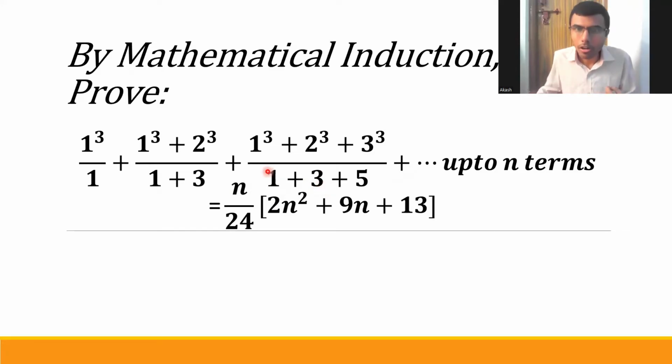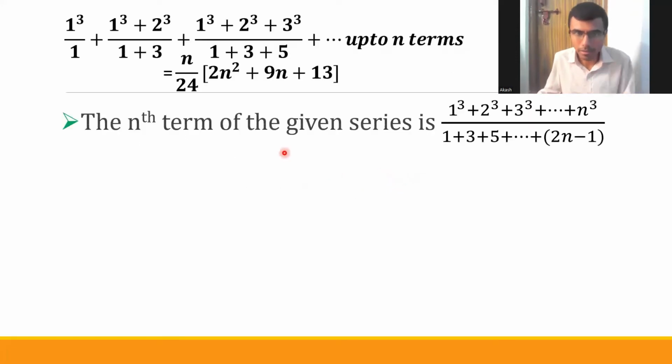Or otherwise, you can take it as an arithmetic progression: 1, 3, 5, 7, and so on. You can find the nth term using arithmetic progression. You will get it as 2n minus 1. So in the nth term, my denominator is going to be 1 plus 3 plus 5 and so on till 2n minus 1. So that's my first statement. The nth term of the given series is this. As I told you, my numerator is this and my denominator is this.